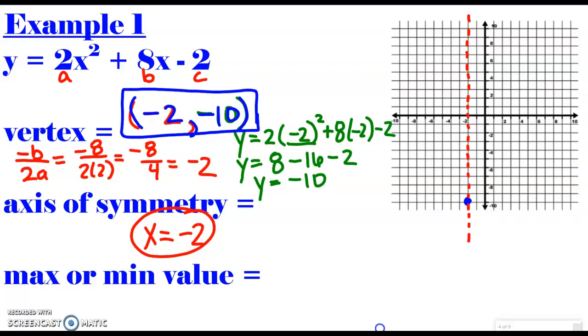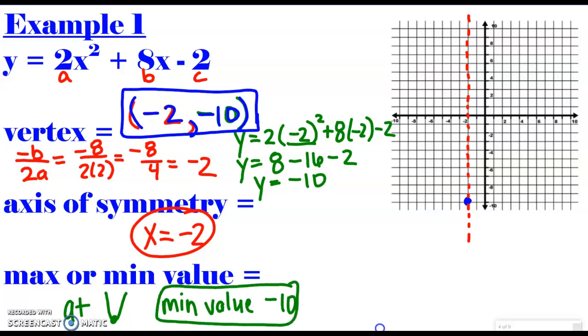To determine if there's a max or min, we look at a. Looking here, a is positive. A being positive means that it opens up. If it opens up, it has a minimum value. That minimum value is whatever the y-coordinate of the vertex is, so negative 10. So we know the furthest this is going down on the graph is negative 10.